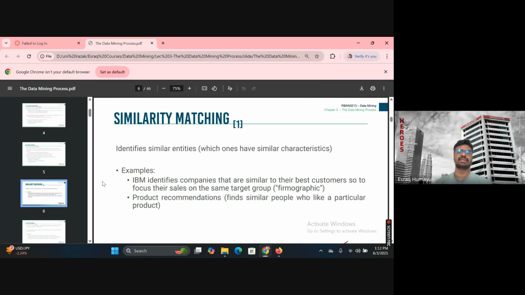Okay, what is similarity matching? It is another interesting topic. Identify similar entities which have similar characteristics. Example: IBM identifies companies that are similar to their best customers, so as to focus their sales on the same target groups. Firmographic. Product recommendation: find similar people who like a particular product.